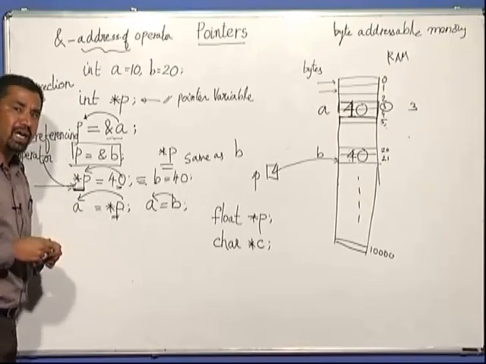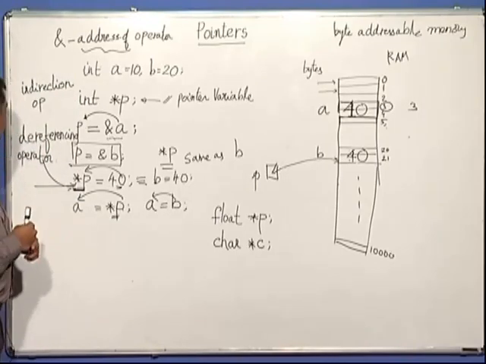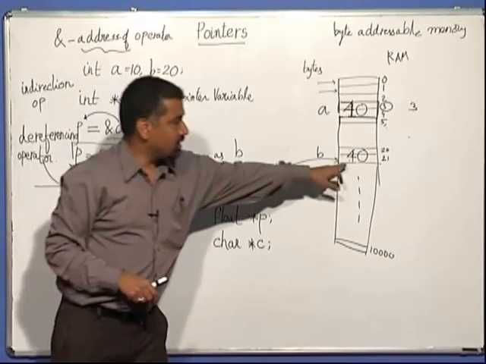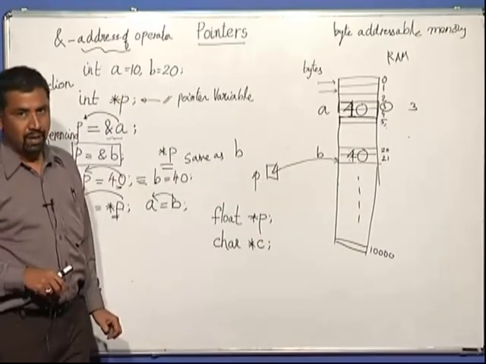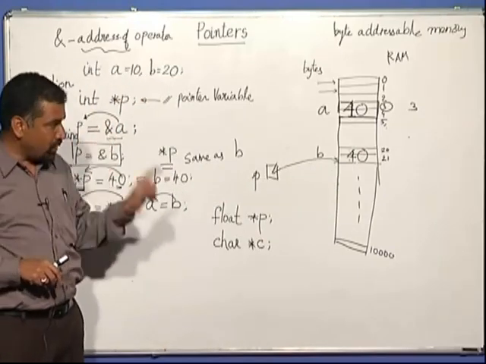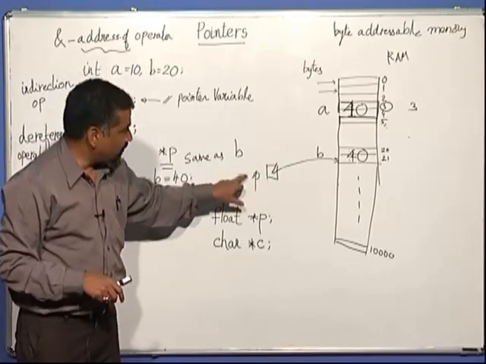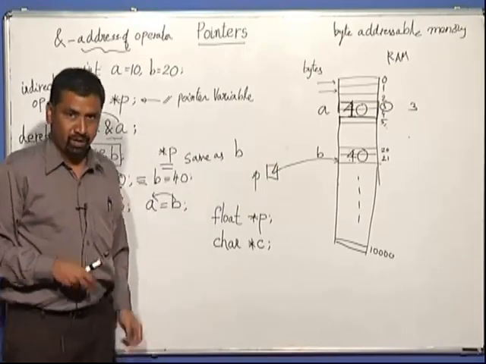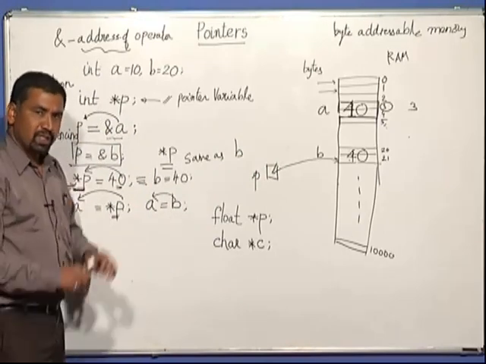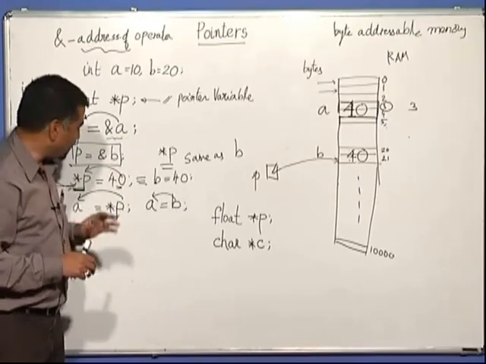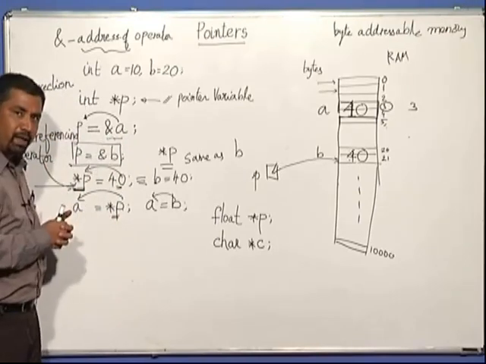It is called the indirection operator or the dereferencing operator, because it takes the pointer and returns the value at that particular address. So when you want to obtain the value at the address pointed to by a pointer, we simply put a star in front of the pointer variable, and you get the value. Just p will give you the address, star p will give you the value.